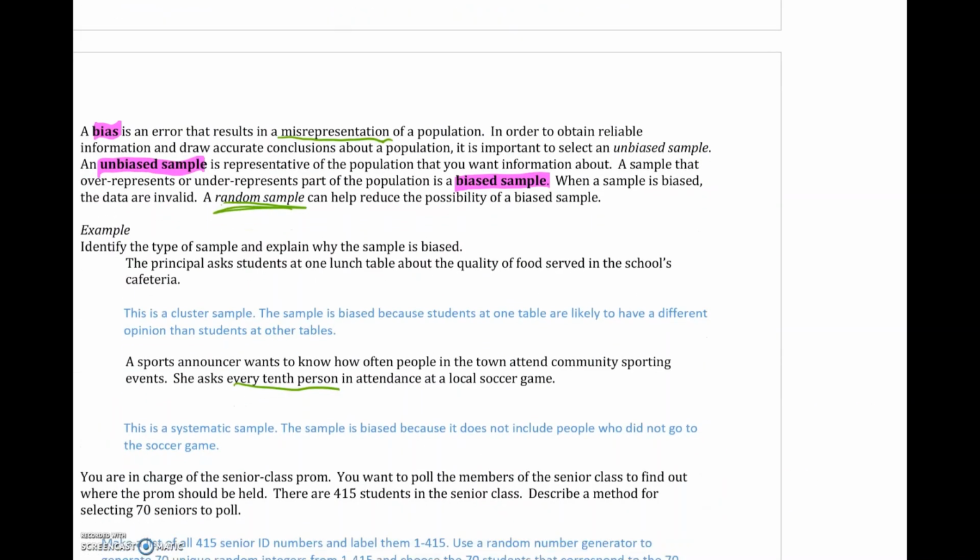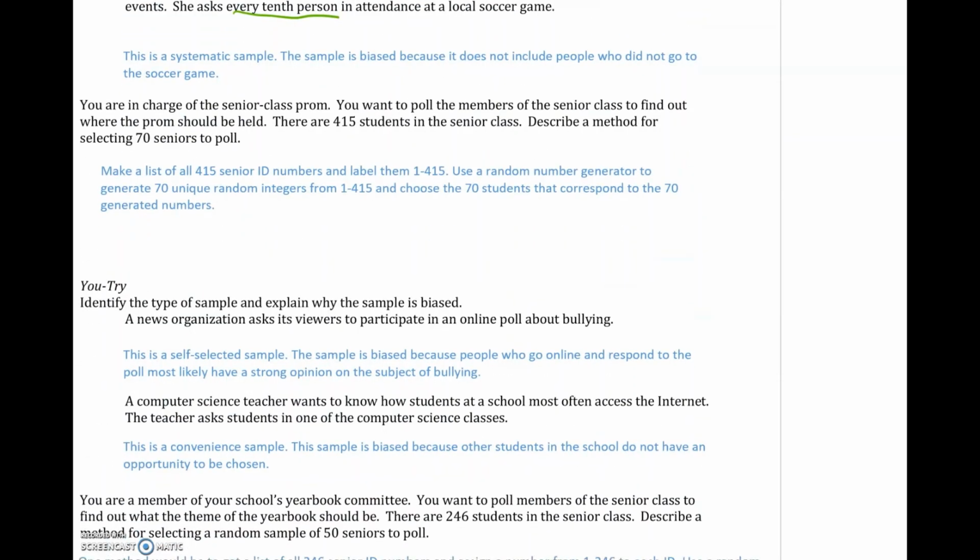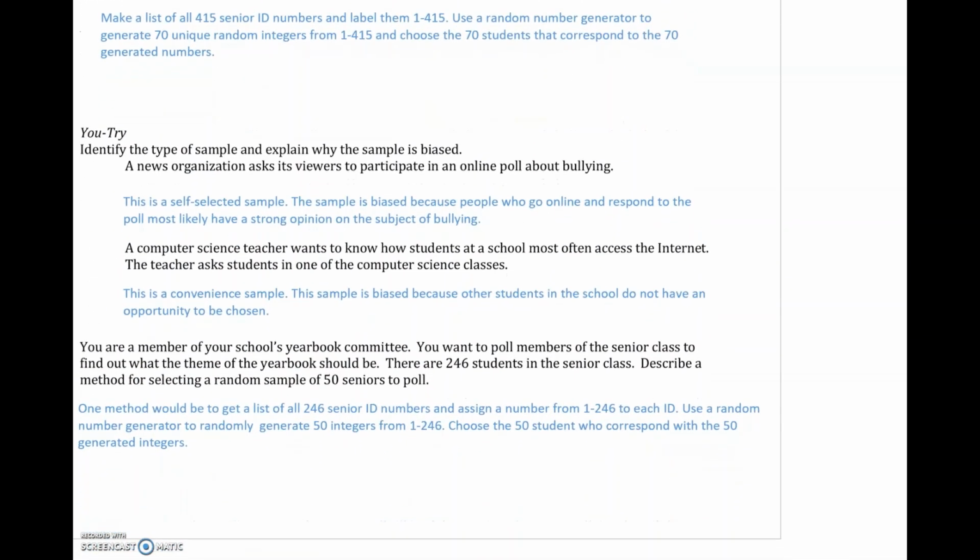Okay, then moving down, the next set of U-Try problems are right here, talking about the type of sample, but not really explaining why the sample is that type of sample, but explaining why it's biased. Because remember, we want to avoid biases.